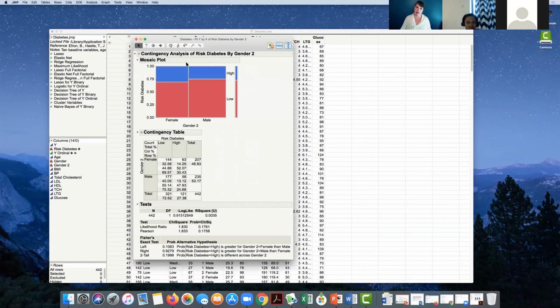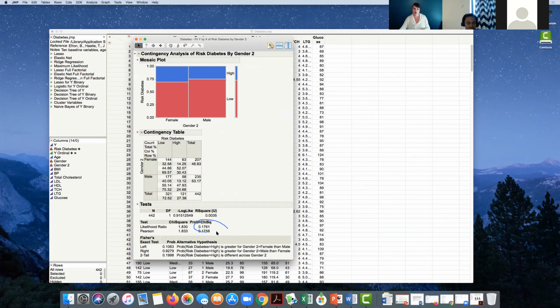Press OK, and I get what we've seen before, which is our contingency table. Unadjusted, this tells me that gender does not predict a risk of diabetes in this data, wherever this fake population is from. This is sample data in JMP. You have access to this if you want to go look up the diabetes.jmp in your sample data. And so our null hypothesis here is that there's no association between gender and risk of diabetes.